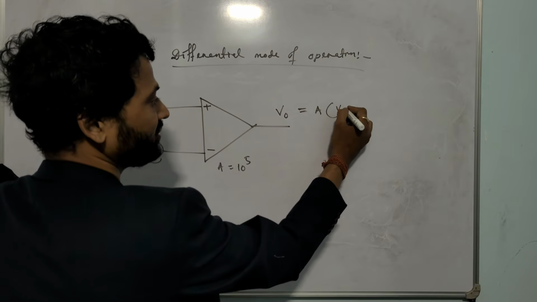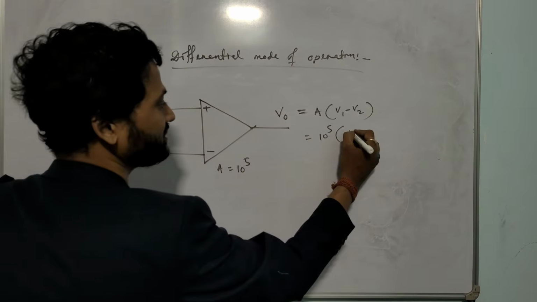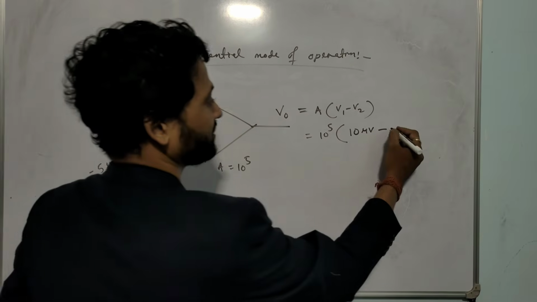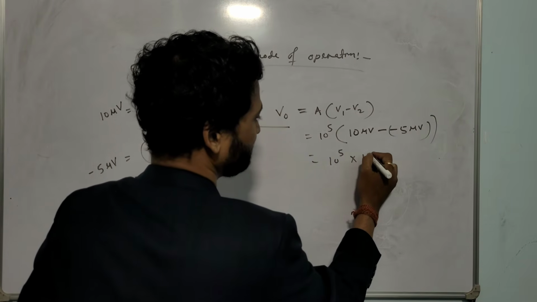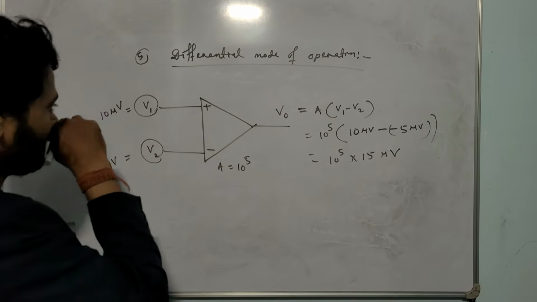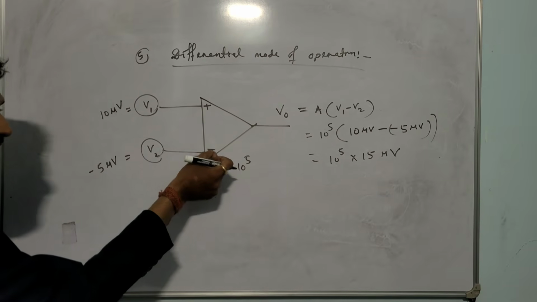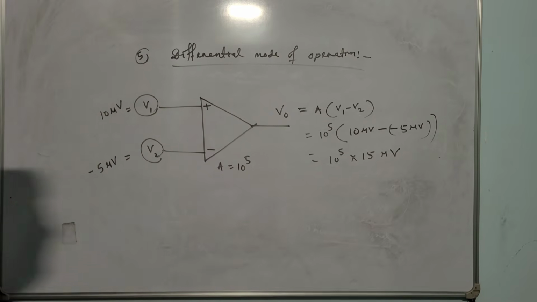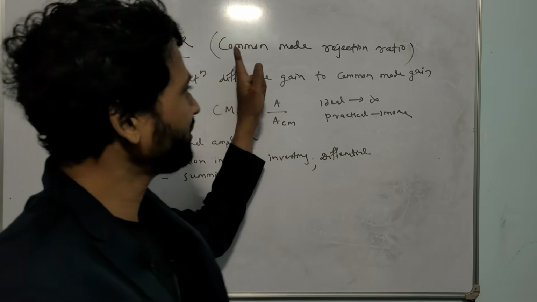Output is gain into V1 minus V2. So here gain is 10 to the power 5. V1 is 10 microvolt minus V2, मतलब माइनस 5 माइक्रोवोल्ट. So it will be coming 10 to the power 5 into 15 microvolt. Are you getting my point? That means if one is positive, other is negative. If negative potential is given to negative or inverting terminal of that operational amplifier, we can say it is differential mode of operation. Okay, next is most important, CMRR, कॉमन मोड रिजेक्शन रेशियो.